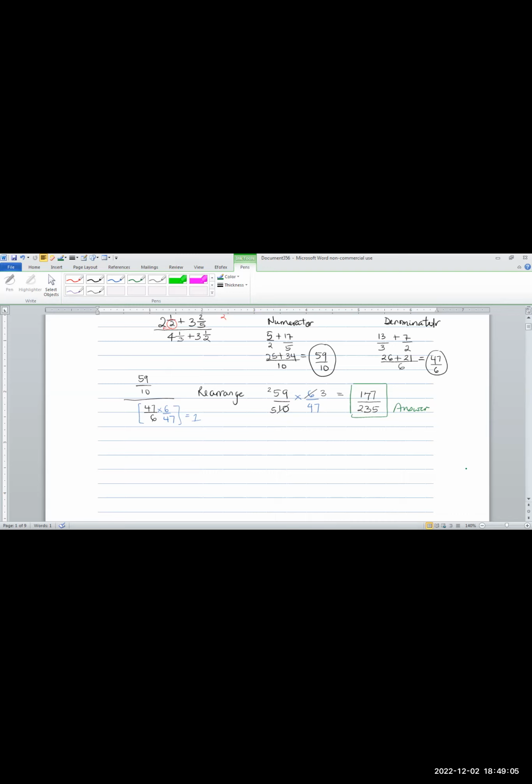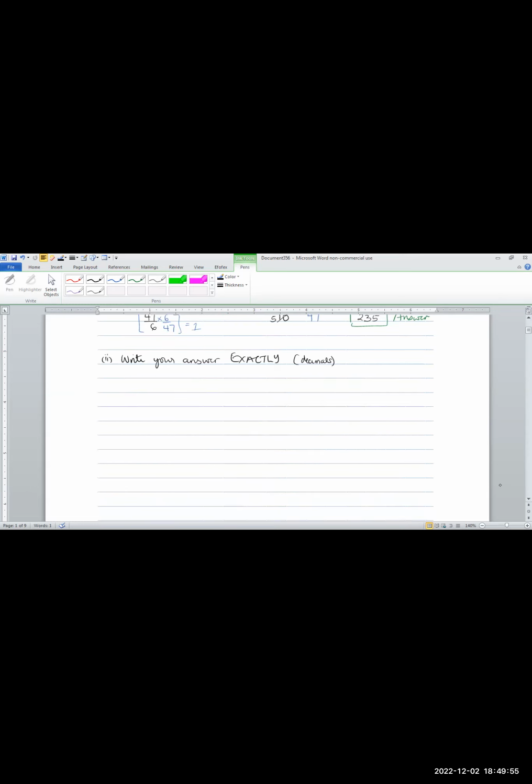All right, do me a favor. I want you to use your calculators, and for part 2, write your answer. If you see something like this, it means that they want you to put it in decimal form, because they're going to ask a series of questions following. So put in your calculator 177 divided by 235, and tell me what you get.